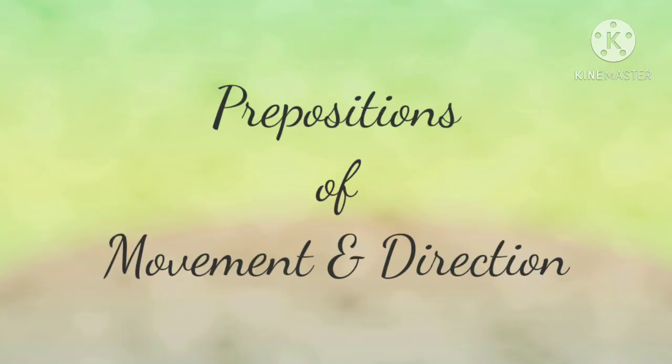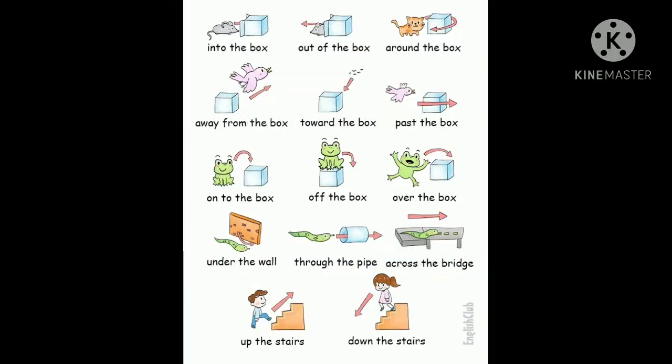Now we'll move to the next kind, that is prepositions of movement and direction. Children, as you can see in the image, into, out of, around, away, towards, past, onto, off, over, under, through, across, up, down. These are the words that indicate movement and direction.